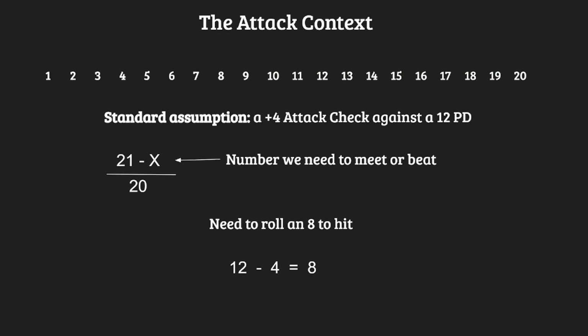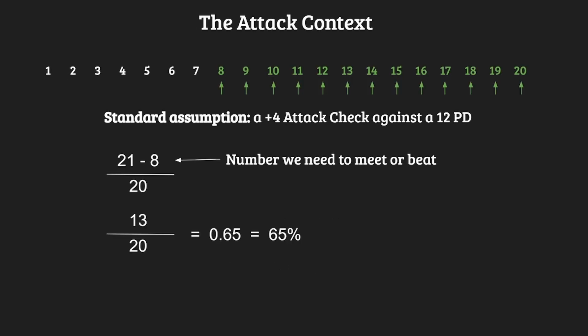And in fact, we can figure that out by taking the PD and then subtracting from that the attack check. So in this case, we have 12 from the PD minus 4 for the attack check. That gives us 8. And that is, in fact, the number we need to succeed. We can see it here. I've highlighted every single number that works from 8 to 20. So we do 21 minus 8, and that's going to give us a 13 over 20, or a 0.65, 65% chance, right? So that's going to let us know how often we're going to hit an attack if I have a +4 to hit and you're hitting an enemy with a 12 PD.